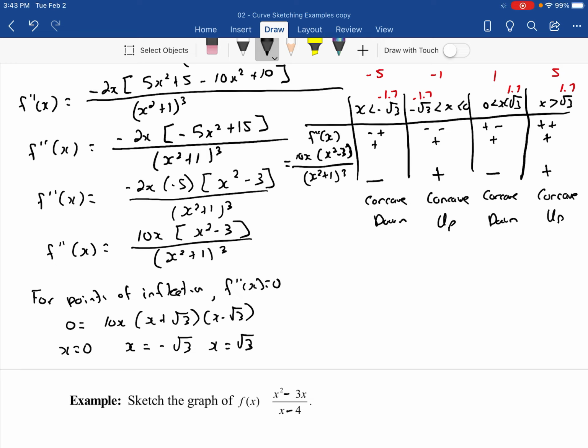By the way, the bottom's not always positive in every question. It's just that when it's x squared plus 1, whatever value I square and add 1, I'm always going to get a positive. So now here I get my points of inflection here.